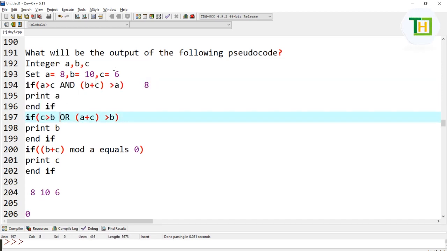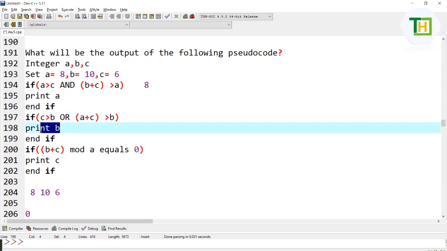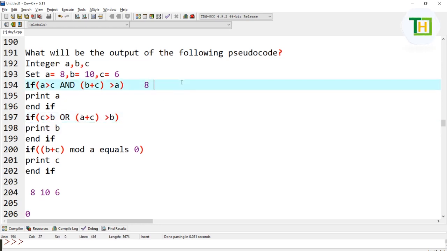C is greater than B? No. This is an OR gate, right? And I have to check it again. This one, A plus C. A plus C means 14 is greater than 10. Yes, it is true. Then it is going to print B here. B value is 10, and it's going to print 10.